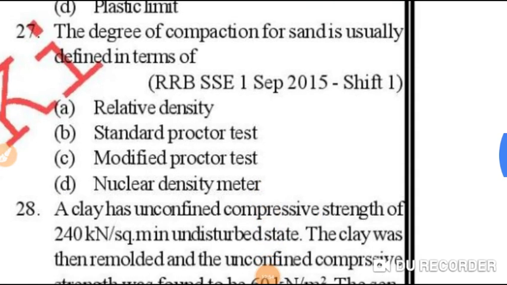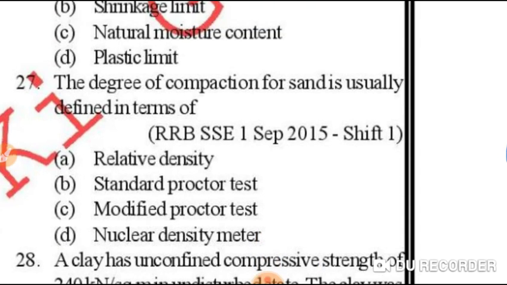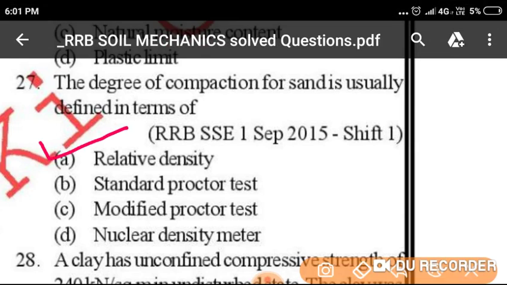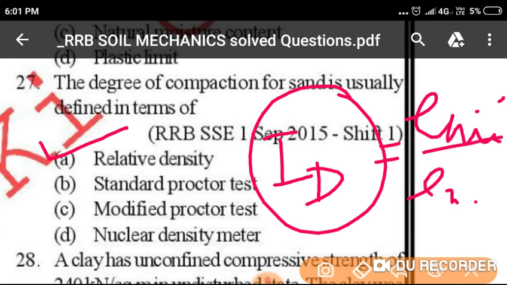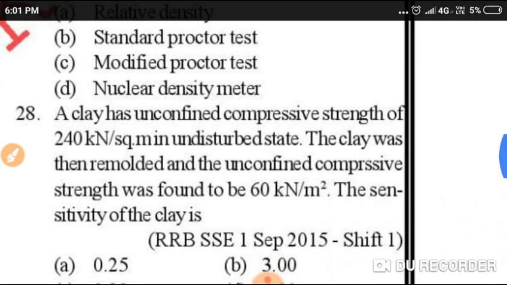Question number 27. The degree of compaction of a sand is usually defined in terms of relative density, standard Proctor test, modified Proctor test, or nuclear density meter. So the degree of compaction of a sand is usually defined in terms of relative density. Relative density is given by ID. Okay, ID = (e max minus e) / (e max minus e min).